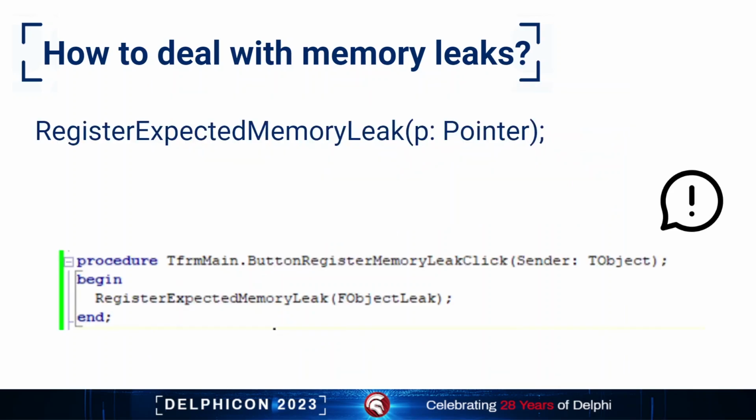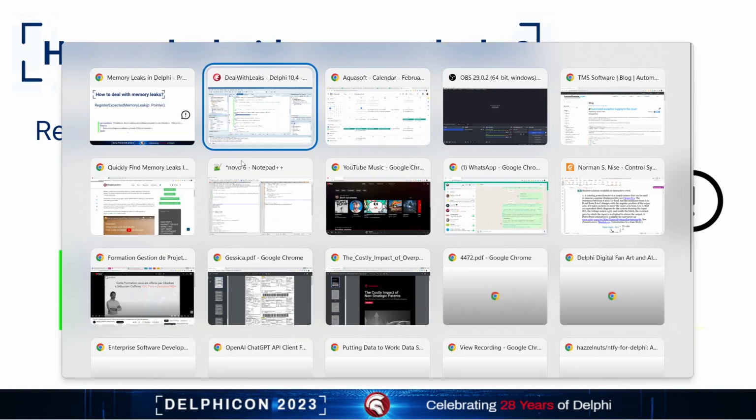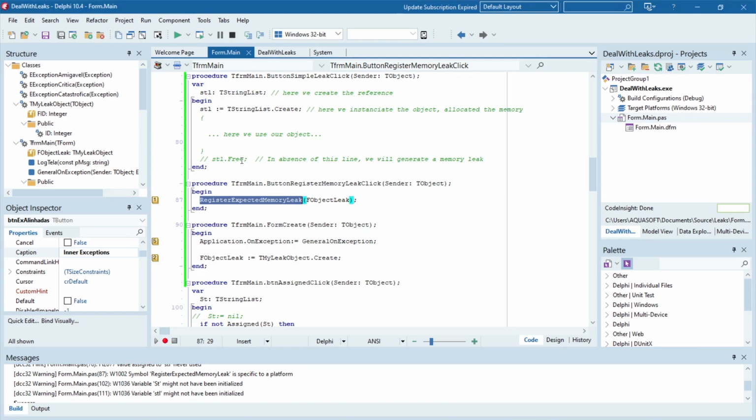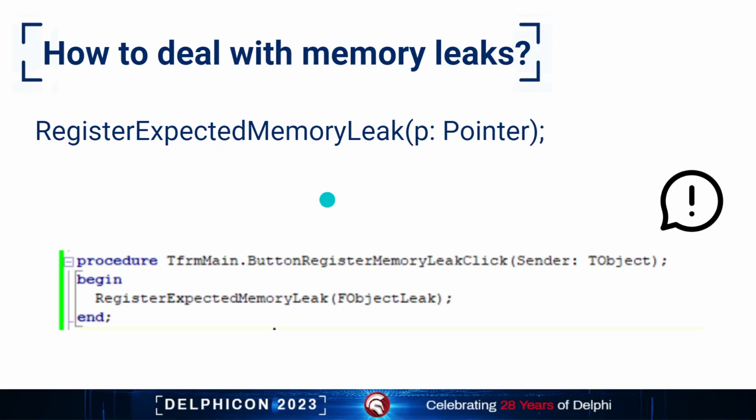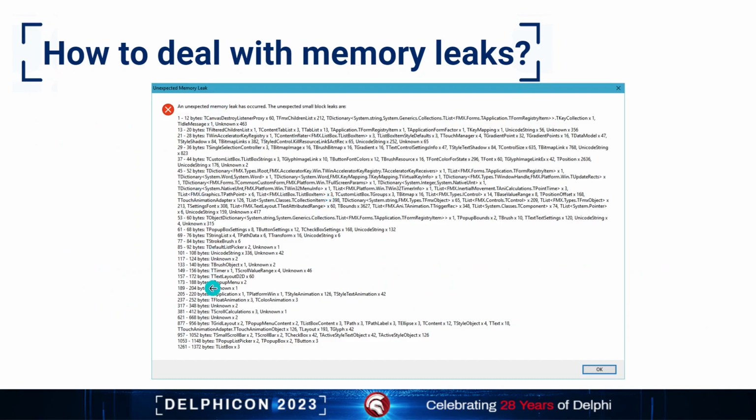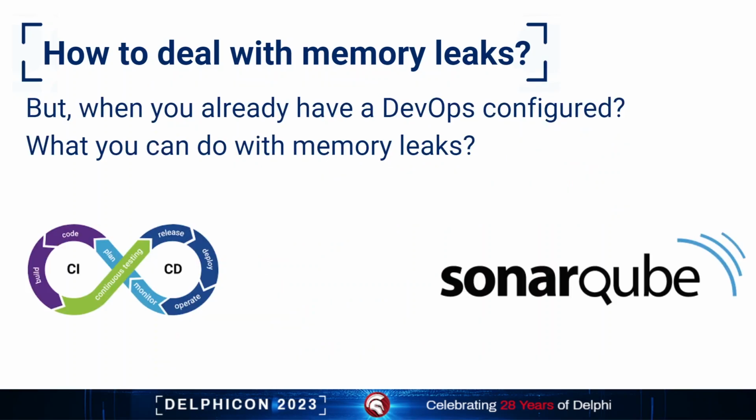And for these cases, maybe RegisterExpectedMemoryLeak can make it easier for us. But notice, registering memory leaks only works because I know where the pointer of that leak is, right? And usually when we just see the report, as you can see here, we don't have the memory address, right? In the native form of memory leak reporting, we don't have access to the pointer. So how can we identify what pointer that is? And how can we solve or register that pointer?